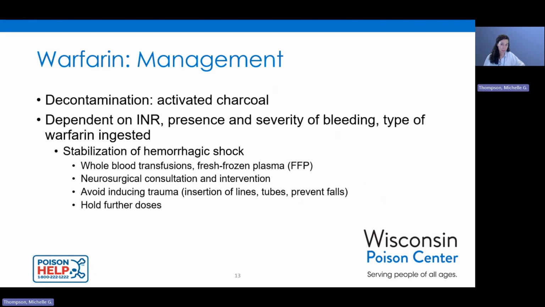Management should first start with decontamination by administration of activated charcoal. And then, depending on the patient's INR, whether there is bleeding, the severity of bleeding, and what type of warfarin was ingested, a plan to both stabilize shock and administer blood products or an antidote should be formulated. We're talking about stabilizing hemorrhagic shock. Whole blood products can be transfused as well as fresh frozen plasma. Neurosurgery should be involved if there are any neurological deficits. Obviously, trauma should be avoided, so caution should be taken when inserting any lines or tubes. Fall prevention should be maintained, and all further doses of warfarin should be held.